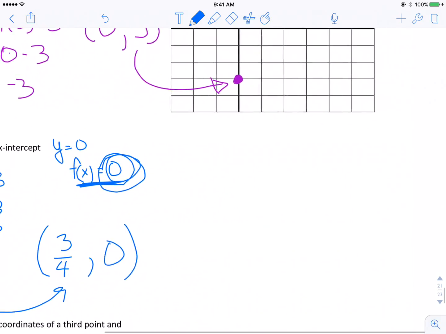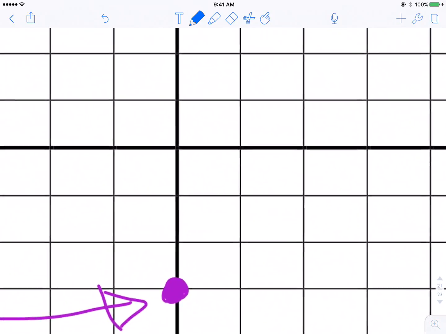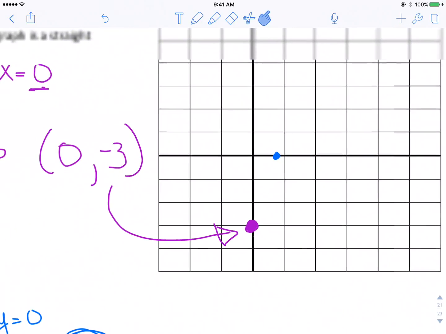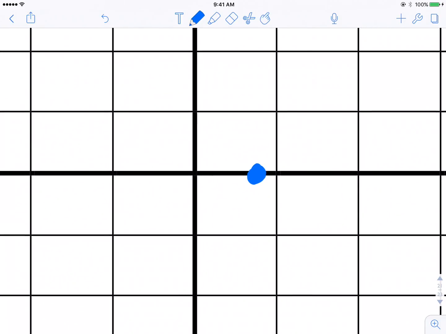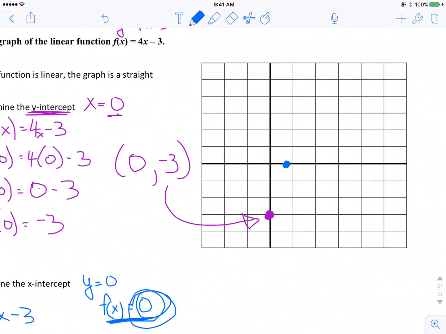And I plot that point. 3 over 4, make it nice and big so I can see it. 3 over 4, 0, somewhere in here. I'll make that bigger to make it more representative like the other one. There. And those would be 2 points.